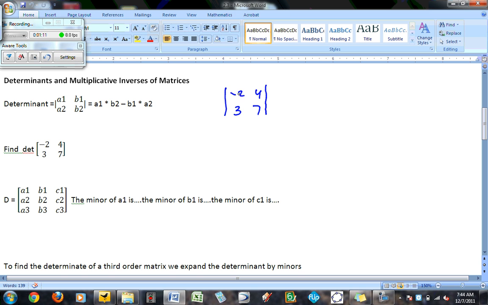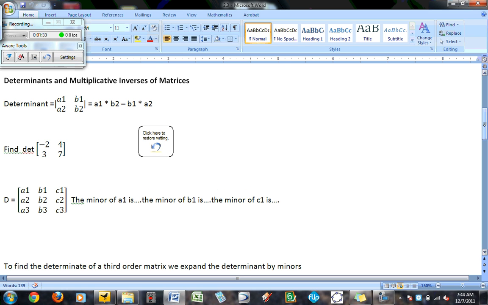So to find the determinant, we're going to take A1 times B2. So we're going to cross multiply. So a negative 14 minus 3 times 4, which is 12. So the determinant of this matrix right here is going to be negative 26. Okay? Now that's a 2 by 2 matrix.